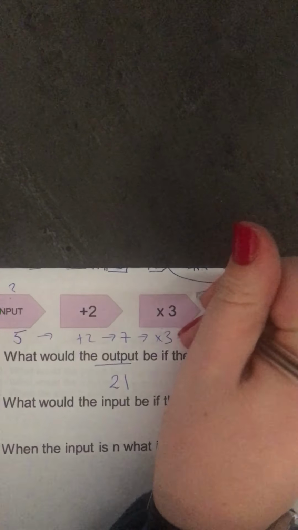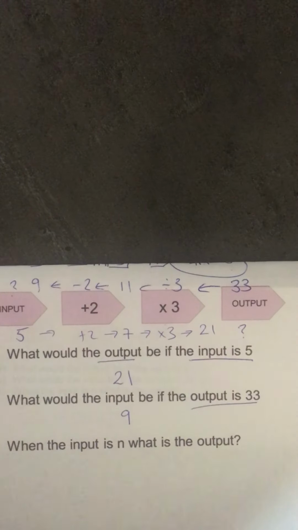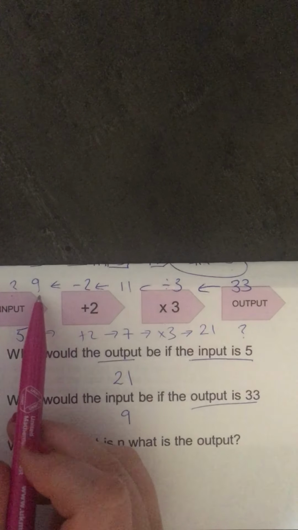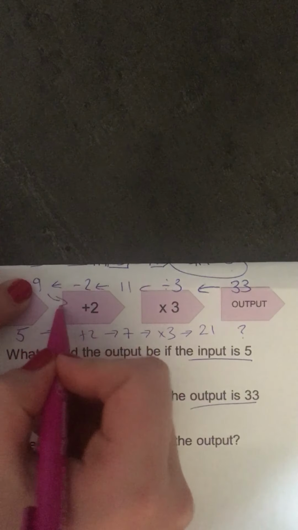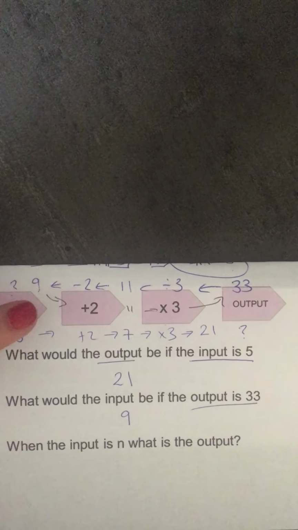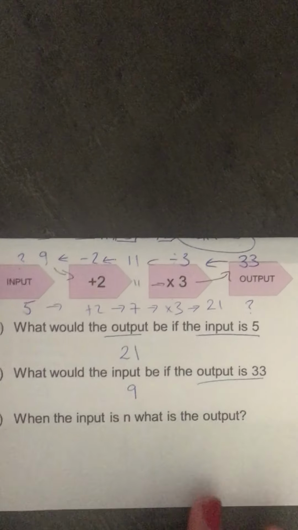So going backwards, the opposite of times by 3, divide by 3, that would give us 11. And then opposite of adding 2, take away 2, 11 take away 2 is 9. And again, checking strategies. Will it get us back to where we started? 9 plus 2 is 11, times 3 is 33. Yes, it does. We're on the right track.